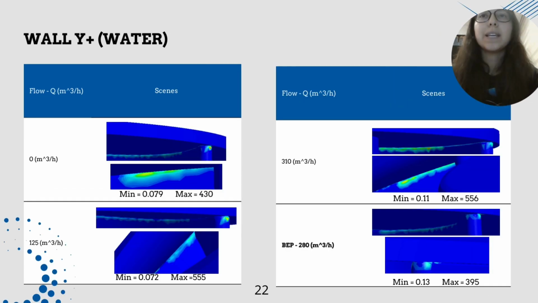We also made an analysis of the wall Y plus at different flow rate points, and we could see that there are slight changes in the minimum and maximum found. This means that there are errors in the proposed geometry, especially on the impeller, or this could also be due to the cavitation in the pump that was explained before.